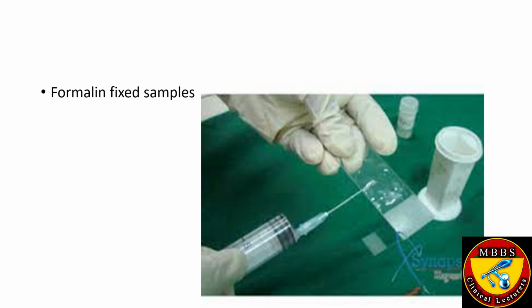In this picture you can see the material which we have sprayed on these slides. Here you can see this is the syringe, and with the help of this needle the material is spread over the slide, and then these slides are put into this container. This container contains the formalin fixed solution. This is a 10% formaldehyde solution.